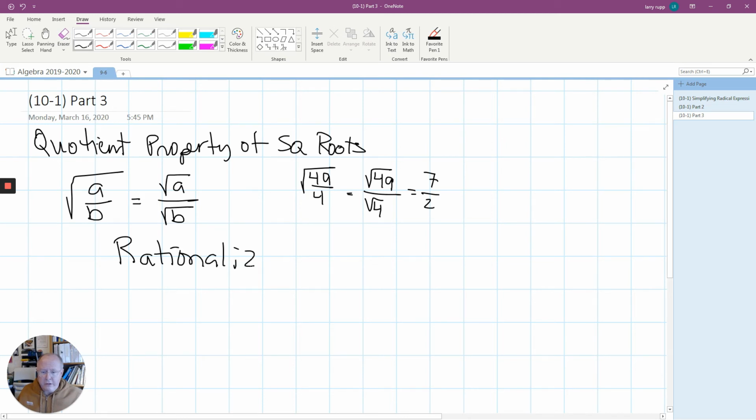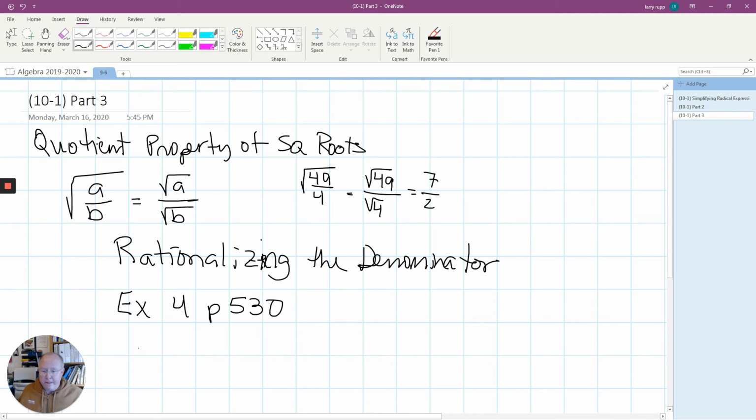It's rationalizing the denominator. And basically, this is doing what you just learned about. That means that any fraction that you have with a radical sign in the denominator, you have to get it out of the denominator in order for it to be considered in any kind of simplified form. All right, so for example, such as example 4 on page 530, part A, it says simplify this guy.